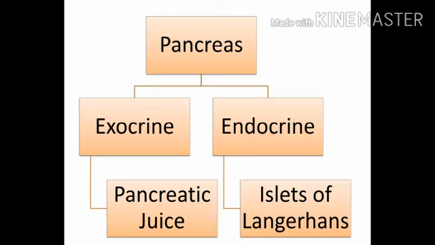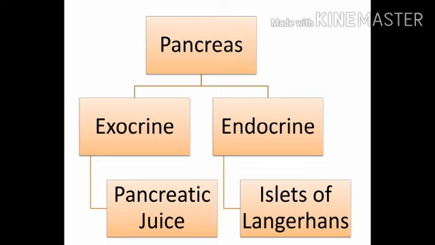So already we studied that exocrine means duct glands and endocrine means ductless glands. So here the exocrine pancreas will secrete pancreatic juice, and this pancreatic juice is carried out through the pancreatic duct. That is the presence of duct. And this pancreatic juice consists of digestive enzymes which play a major role in digestion.